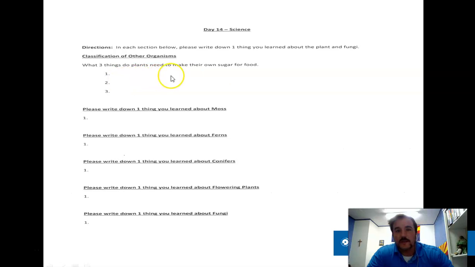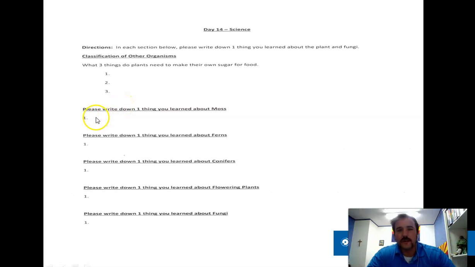The first part is one you could probably already answer. What 3 things do plants need to make their own sugar or food? Again, review. God made plants to have things that we don't have in our bodies. God made plants to have chloroplasts, to use the sun's energy to make their own food, which is sugar that they get to make and eat. What are the 3 things plants need to make their own sugar? And then here again, we're talking all about non-vascular plants.